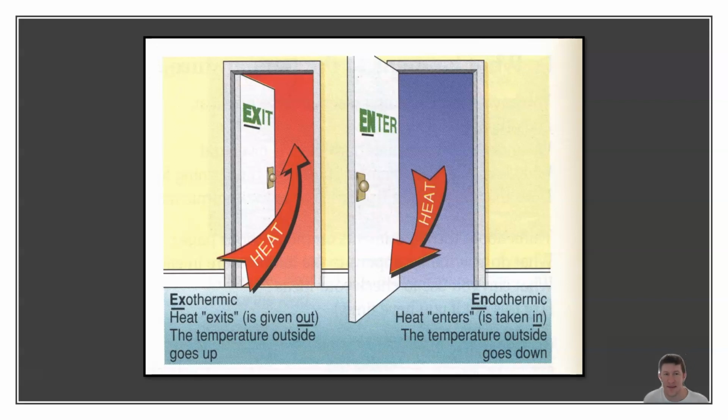So exothermic means that heat is given out, so the temperature outside goes up. Endothermic means that heat is taken in and the temperature outside goes down.